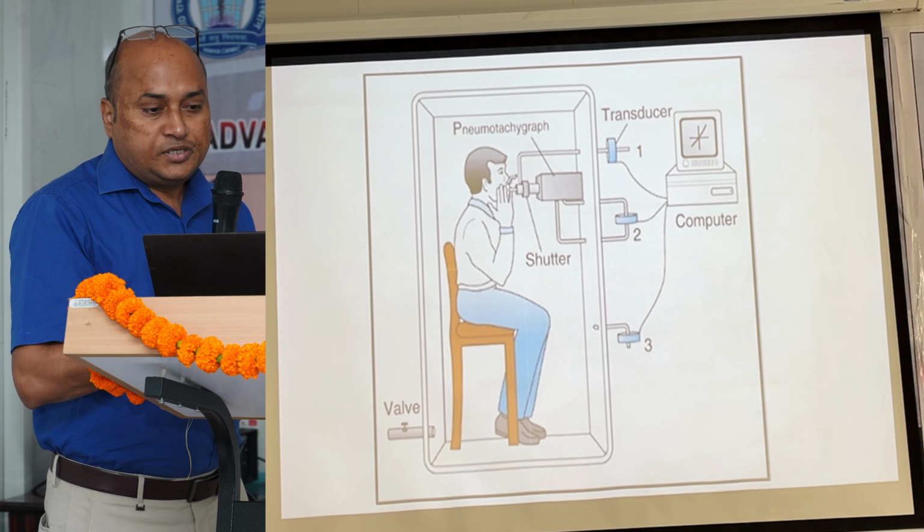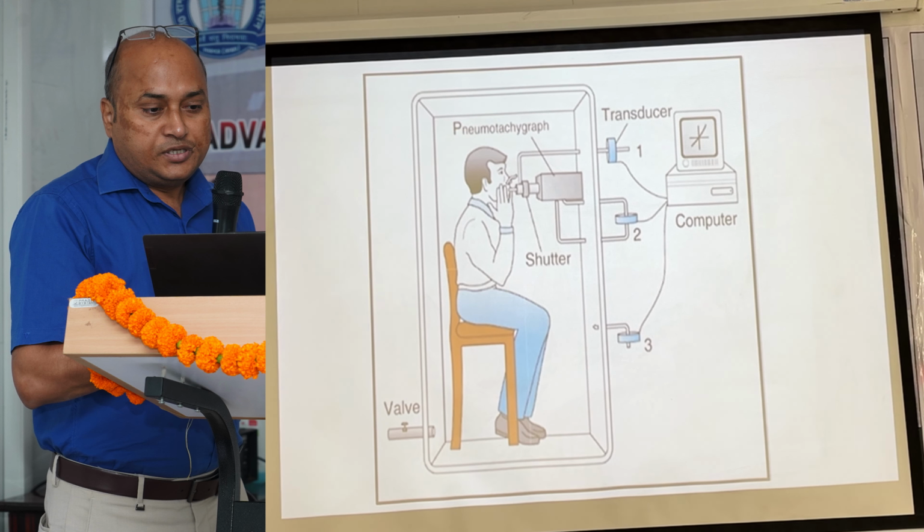These transducers are connected with the computer. Technically, when the patient is asked for a body box test, the patient's height and weight are taken, and the patient is placed in the box, and the procedure is performed in the sitting position. The patient is asked to hold this mouthpiece in the mouth, and after applying the nose clip, he breathes in and out through this mouthpiece. During this procedure, the airway resistance is calculated.